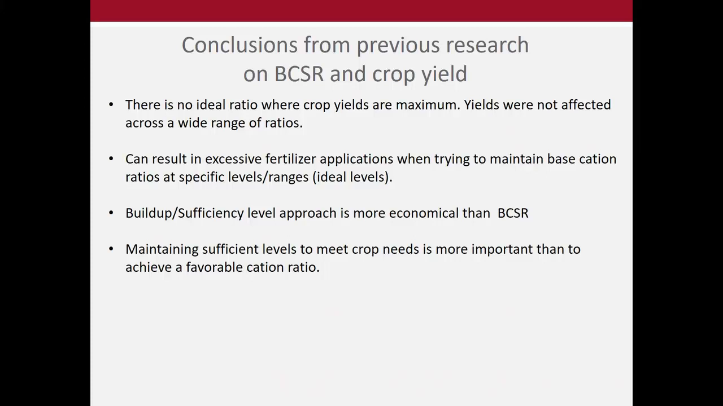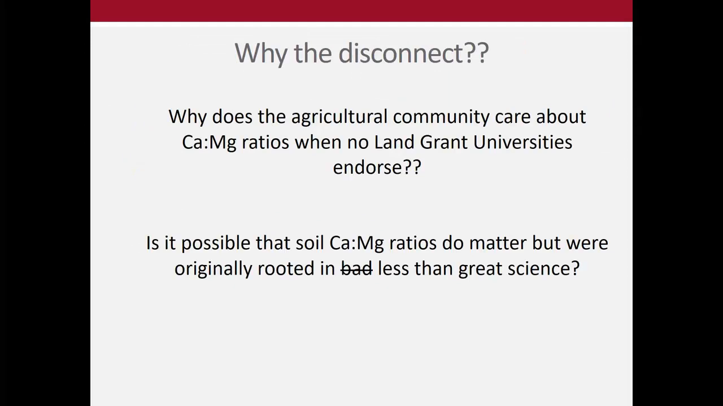Okay, so this slide: there's no evidence to suggest, we don't have evidence. Does that mean it doesn't work? It means that we just don't have evidence to show that it works, right? So this is the place that we're in. This is 2018, this is really the state of things with calcium-magnesium ratios in soil science. Okay. So, why this disconnect?